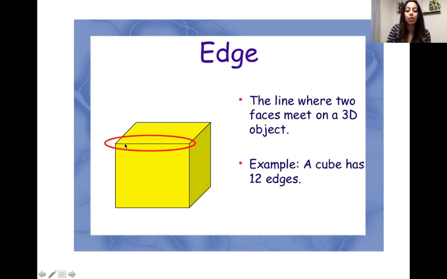So let's go. 1, 2, 3, 4 on top, 5, 6, 7, 8 on the bottom. There's 2 here that we can't see, but we know they're there. That makes 8 so far. And then 9, 10, 11, and there's one more back here that we can't see, 12. That's 12 edges on a cube.